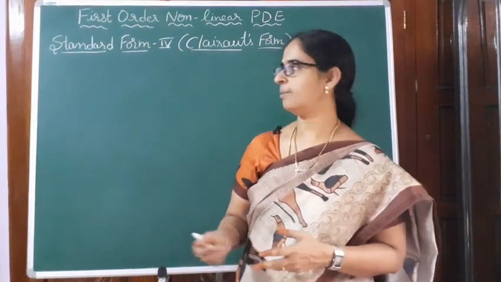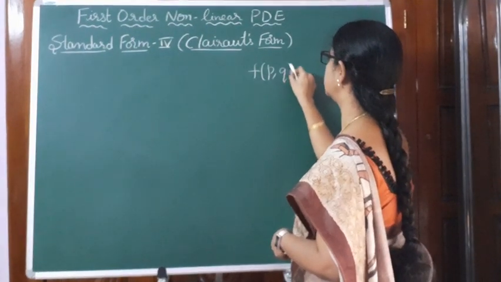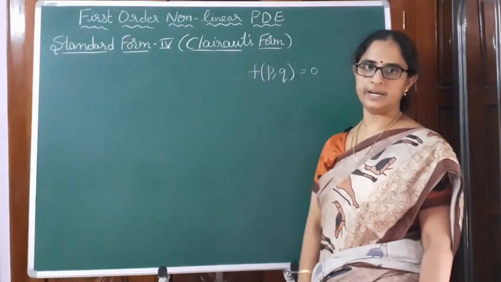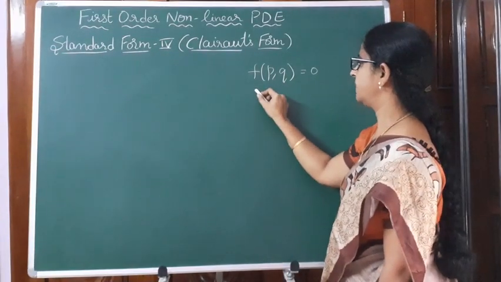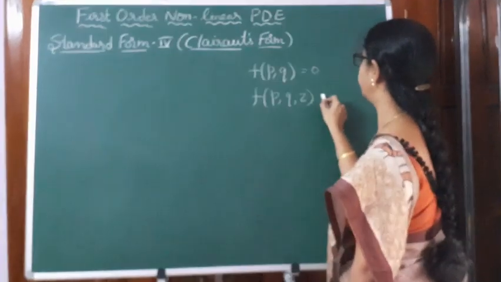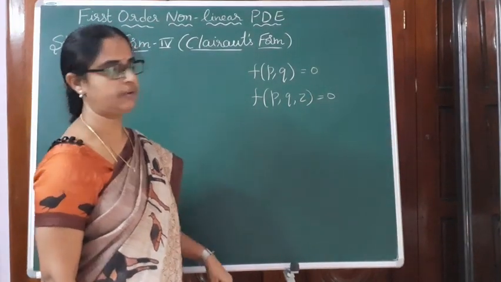The first standard form being f of p comma q is equal to 0, that is non-linear partial differential equations which involve only p and q terms. And the second standard form is f of p comma q comma z is equal to 0. That is non-linear partial differential equations which involve p, q and z terms but not x and y terms.